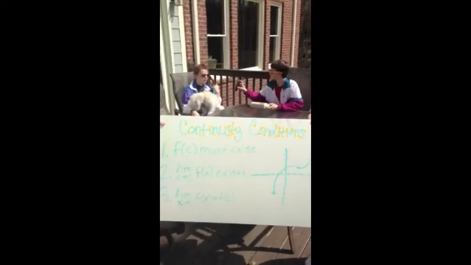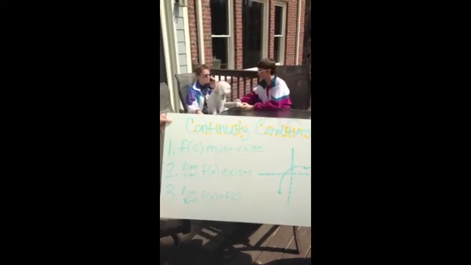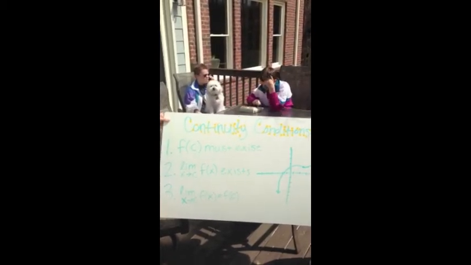Okay, so there are 3 continuity conditions. The first is that f of c must exist. The second is that the limit as x approaches c of f of x has to exist also. And the third is that they have to be equal to each other.